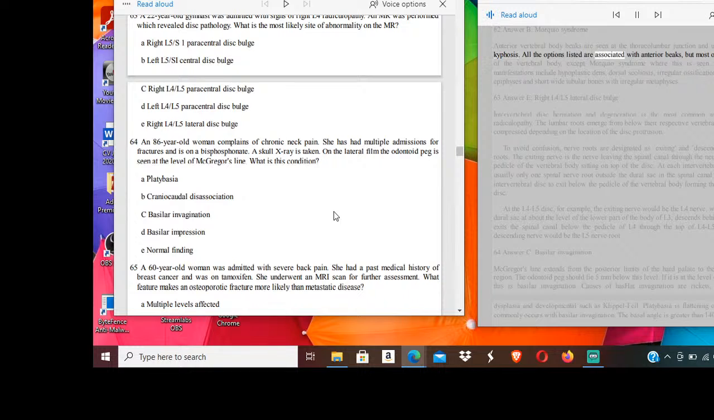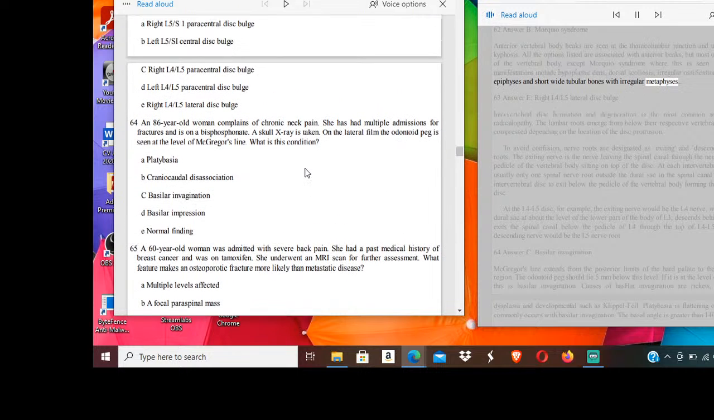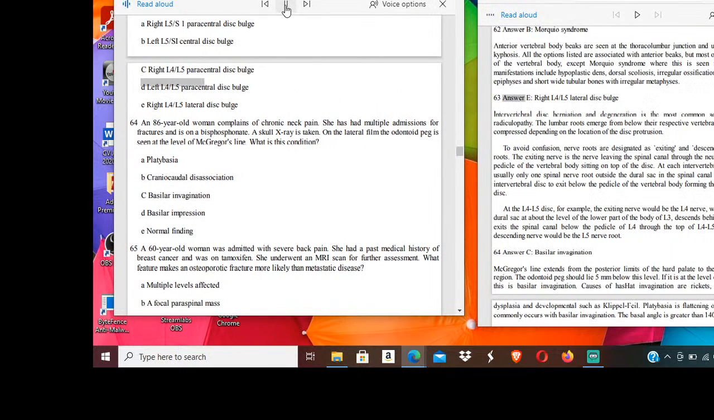All the options listed are associated with anterior beaks, but most occur in the lower third of the vertebral body, except Morquio syndrome, where this is seen more centrally. Other manifestations include hypoplastic dens, dorsal scoliosis, irregular ossification of the femoral capital epiphyses, and short, wide tubular bones with irregular metaphyses.